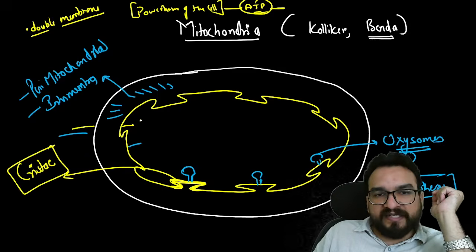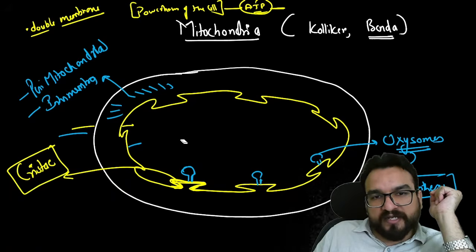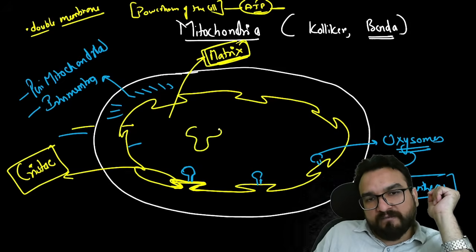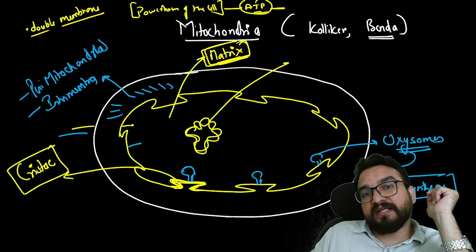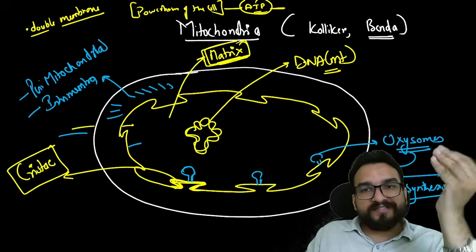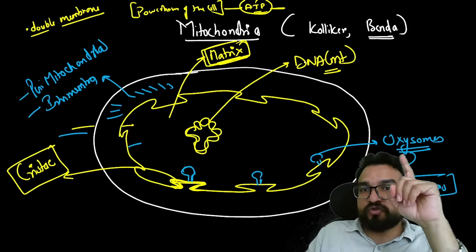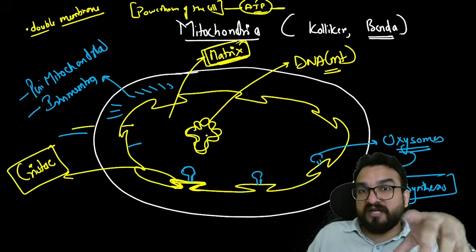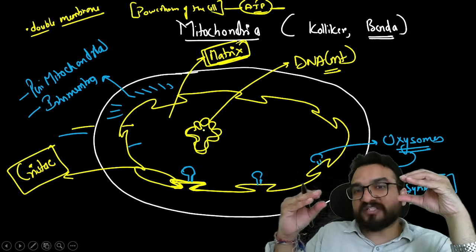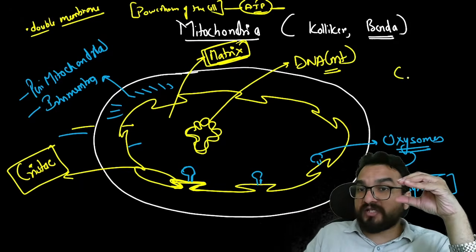The inner material of the mitochondria is known as the matrix. In this matrix you will find one circular DNA. That means mitochondria also has its own DNA. You must have heard that DNA is only contained in the nucleus, but DNA is also contained in the mitochondria, and in the chloroplast too. Whereas in eukaryotes I have told you there is a linear structure of DNA, in prokaryotes there is a circular structure of DNA.